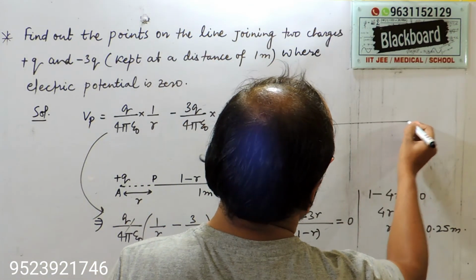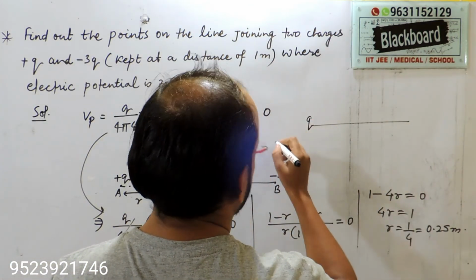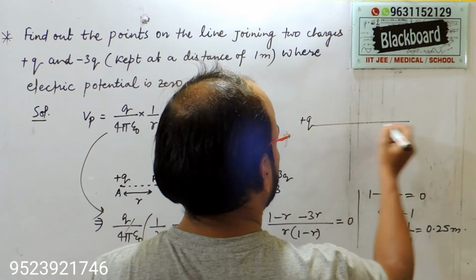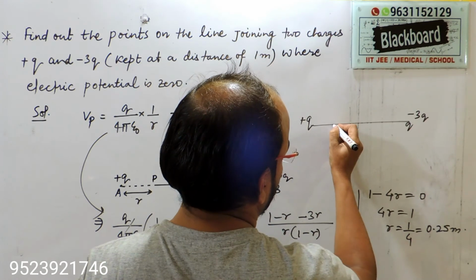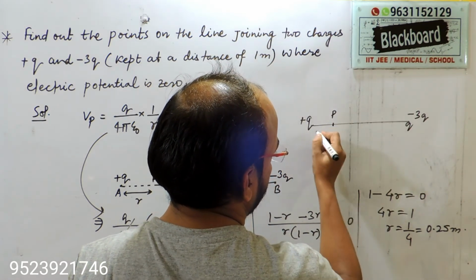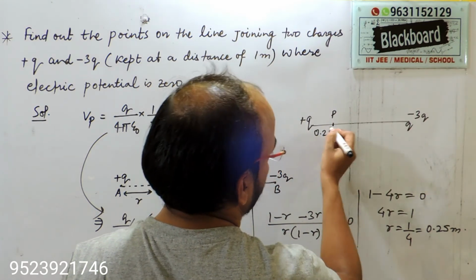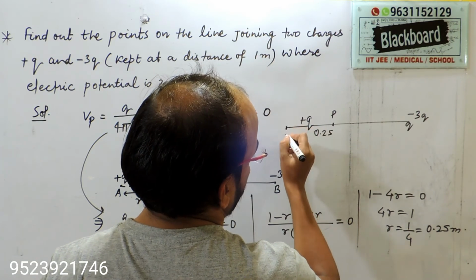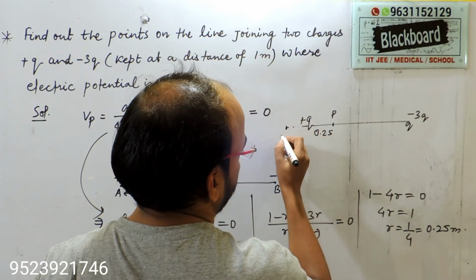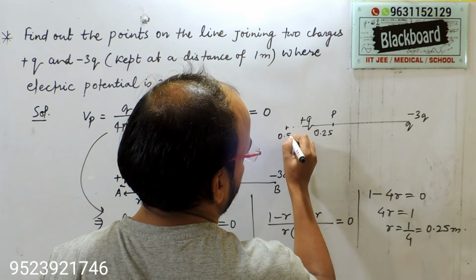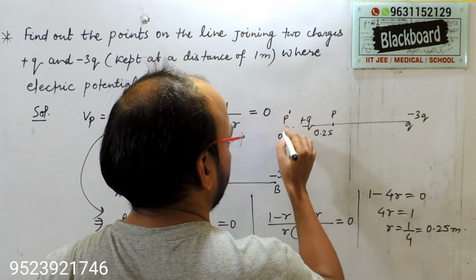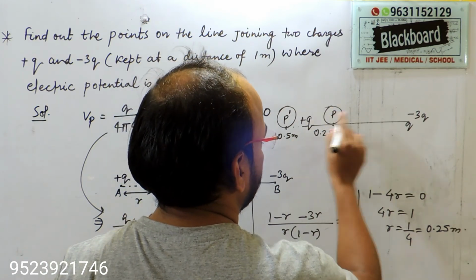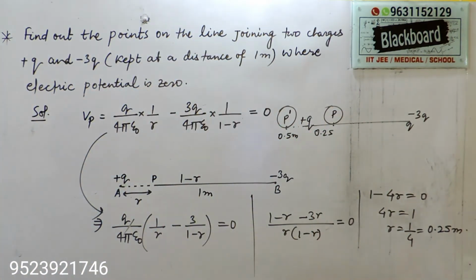That means if your positive charge is here and this is plus Q, and this is negative 3Q, then there will be 2 points P, either here, that means this is 0.25, our P will be here, and this distance is 0.5 meter. This will be 2 point P and P dash where the sum of potential is 0 due to these two charges.